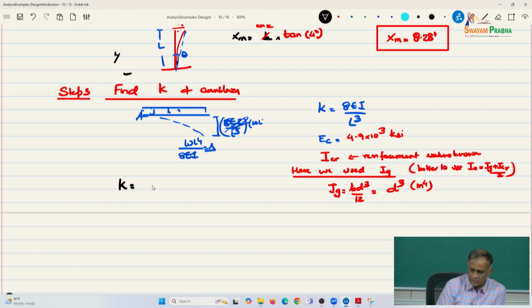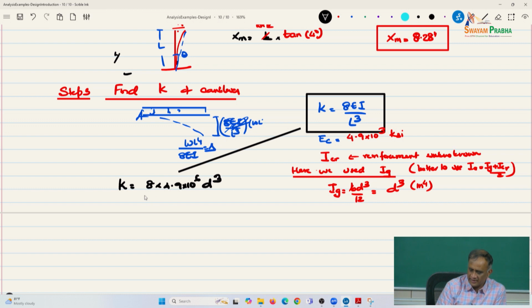So, K now comes to here 8 times 4.9 into 10 power 6 d cubed divided by L cubed. So, K comes to 22.68. Let us say 22.7 d cubed.